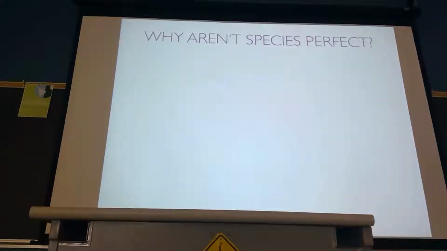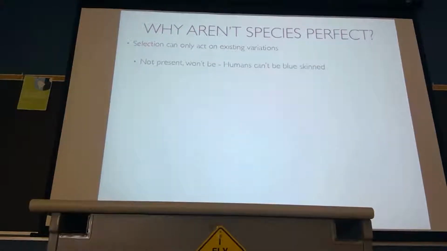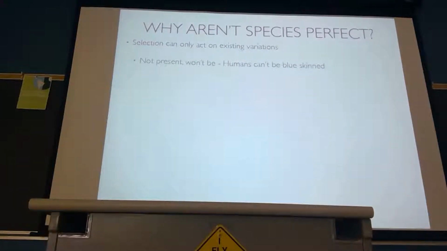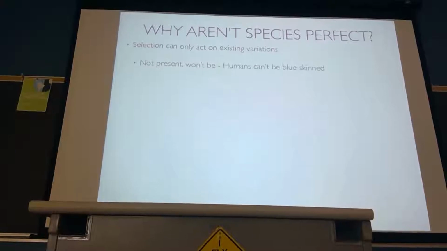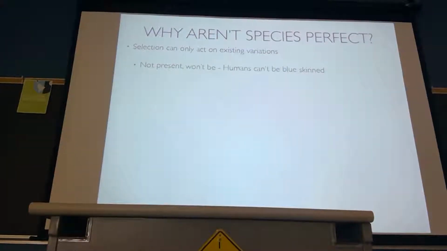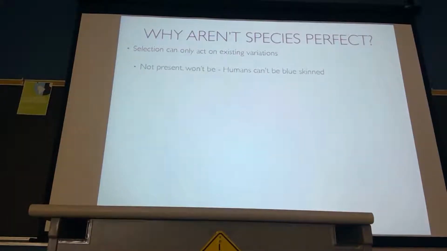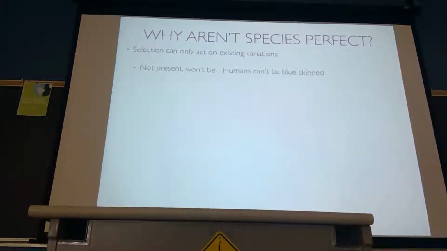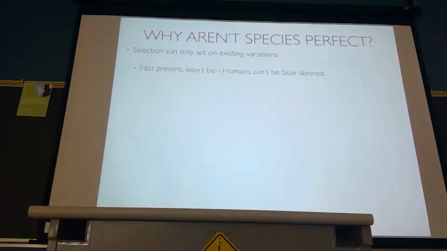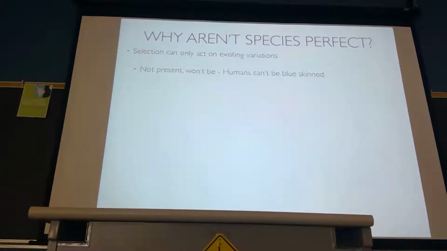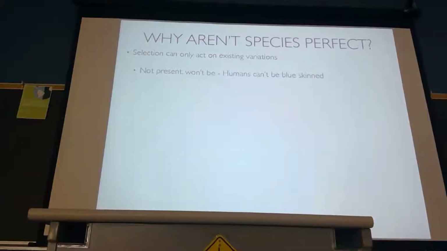Okay. So again, why aren't species perfect? One thing to remember is that selection can only act on existing variations. If there's not a mutation or that's not possible in the genetics of that species, then that will never arise. You know, like it would be awesome if humans had chlorophyll in our skin and we could make our own food, but we don't have the genes for that. We are very unlikely to ever do so on our own. We will never be that perfectly adapted to our environment because our genetic ancestry doesn't include that possibility.